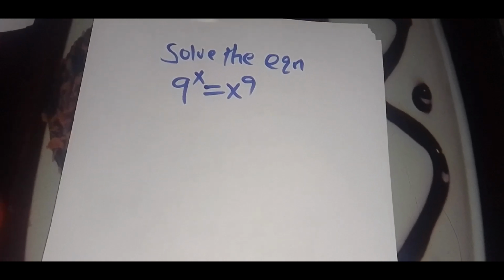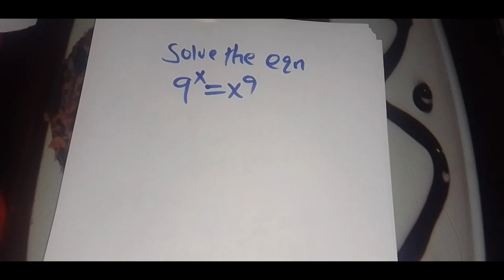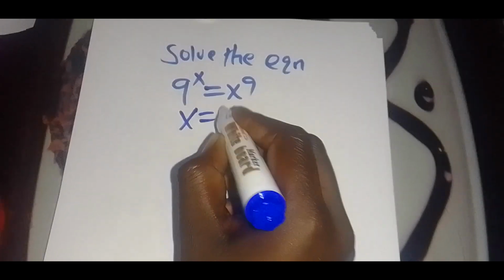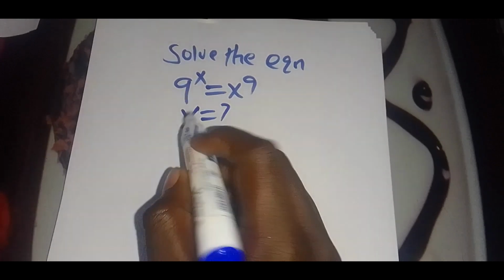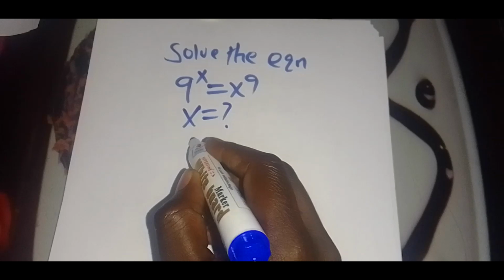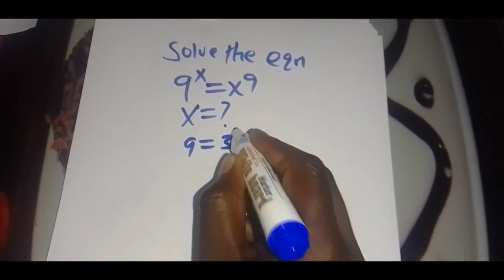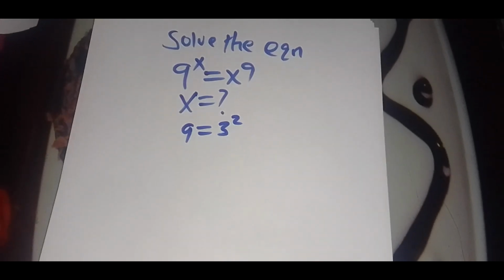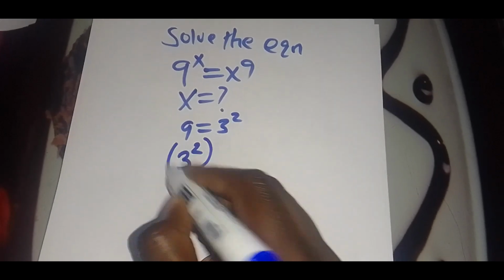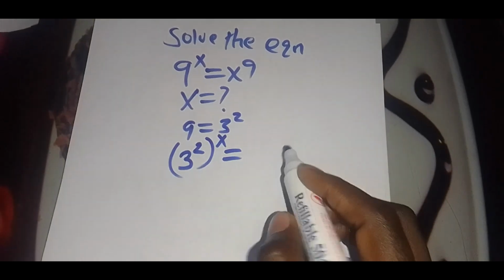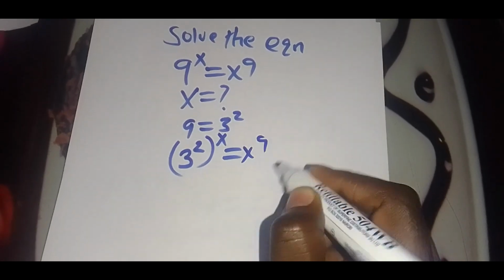So we have 9 raised to power x is equal to x raised to power 9. So what is the value of x? Now we can rewrite 9. 9 is equal to 3 squared. So we can write this as 3 raised to power 2 multiplied by x, and this is equal to x raised to power 9.